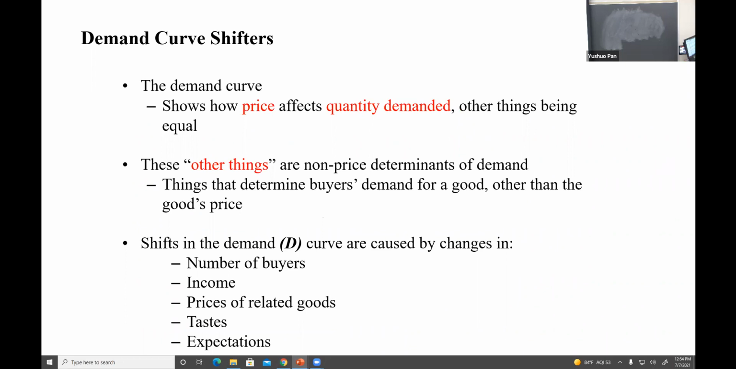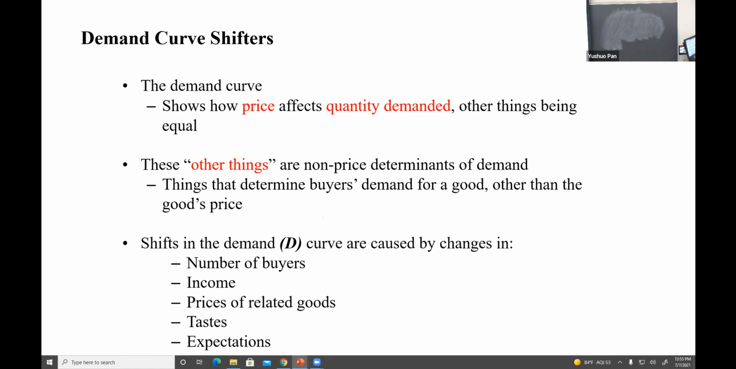Demand curve shifters. The demand curve shows how price affects the quantity demanded, with other things being equal. These other things are non-price determinants of demand, things that determine buyer demand for a good other than the good's price. So in this slide, what the other things are, the non-price determinants, are very important. Because for price, that's easy. That's just a line or curve, right? The price of that specific product changes, and then the quantity demanded changes after that. That's the law of demand. But the other things, which are not price determinants, are really important in this chapter.